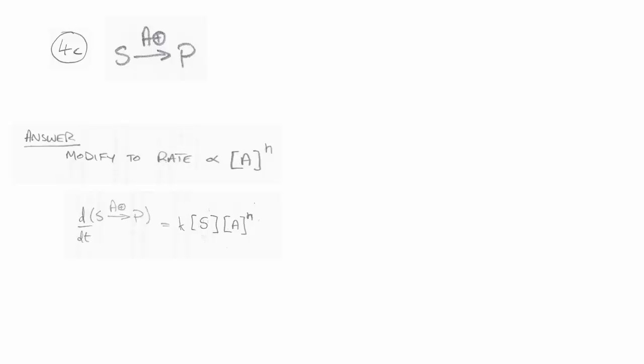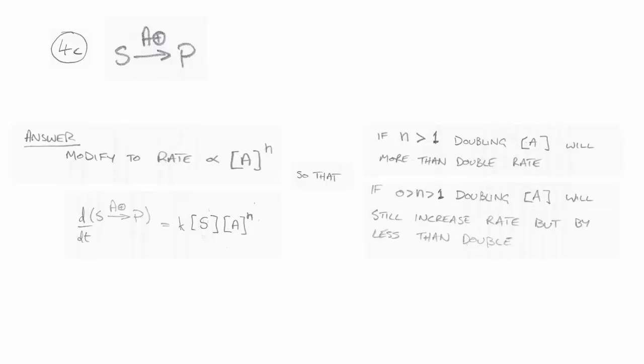So our equation modifies to this, and in the case that n is greater than 1, doubling the amount of A is going to more than double the reaction rate. In the case that n is less than 1, then doubling the amount of activator will still increase our reaction rate, but by less than double. So by incorporating this power of n in our expression, we have more freedom to fit our experimental data. And it may have physical meaning.